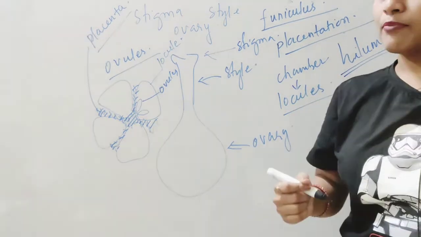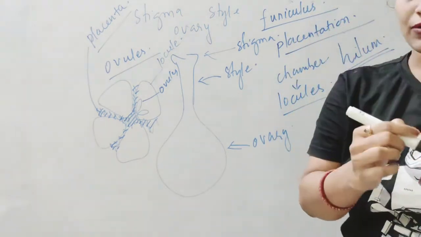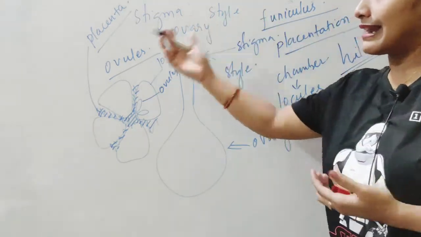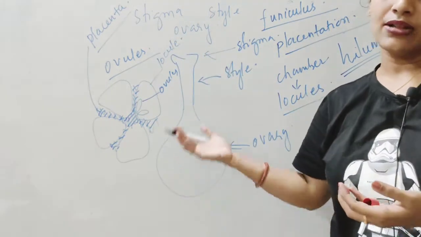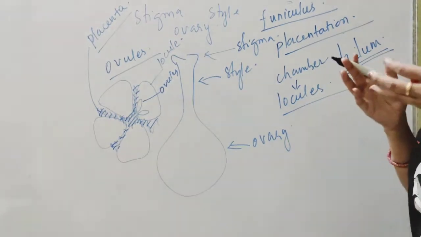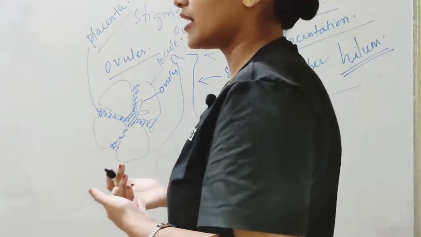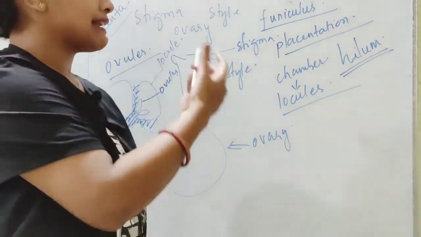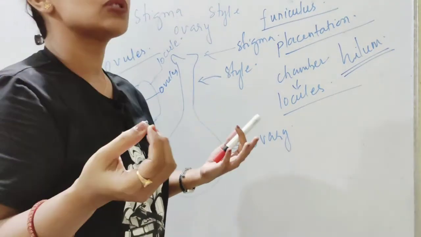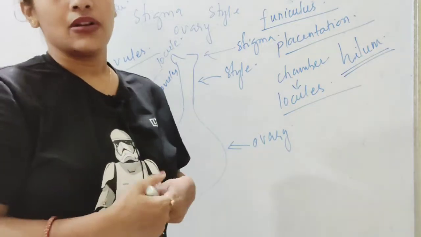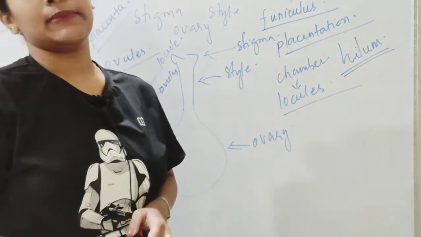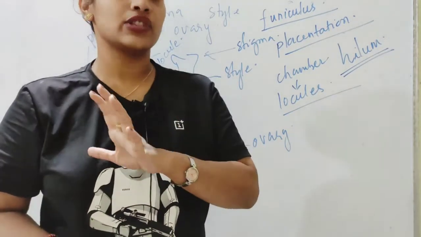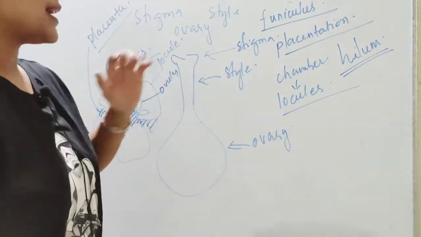So hilum is that point on the ovule through which the ovule is attached to the placenta through the funiculus. So we have to be very specific when it comes to the definitions of the hilum, or definitions of anything regarding the structure or location of a particular structure in biology. Because generally you get a lot of questions regarding the location and function of some organs. So this is one such thing.